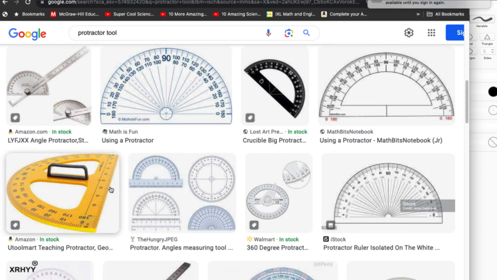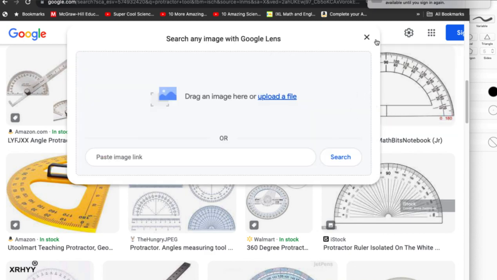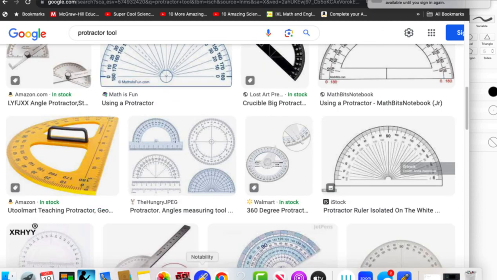If you're a teacher and you had a big giant one, you'd put your vertex as close to that zero value there. You see, sometimes it could actually be a little hole. Sometimes it can be a point that points to it. That's how you're going to use your protractor.